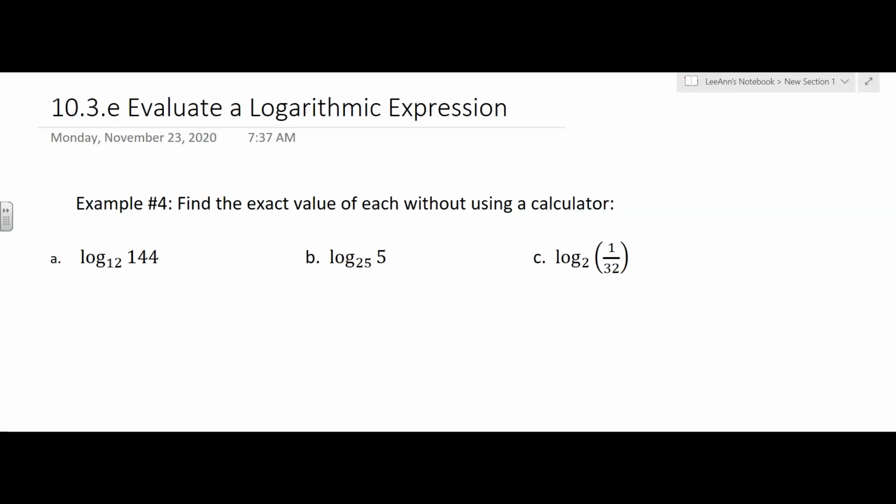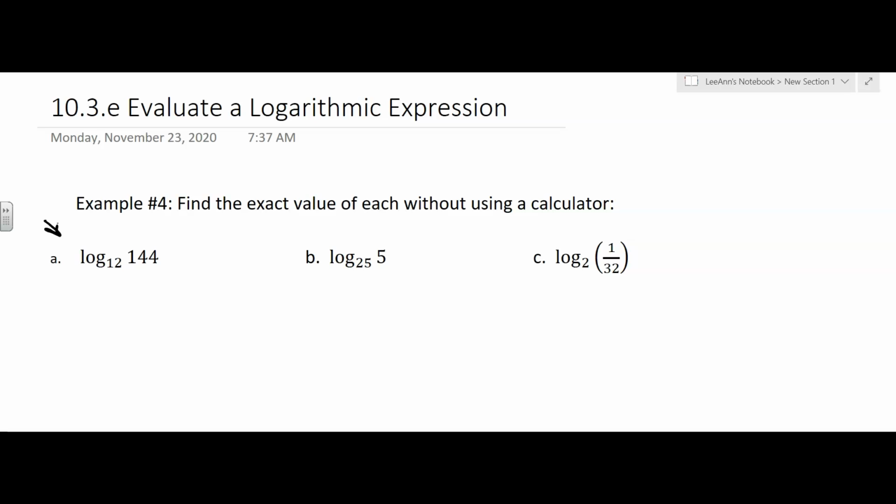So this time they want us to evaluate a logarithmic expression. Notice that they're not equations. So you look at this first one here and it doesn't say it equals something. It says find the exact value of each without using a calculator. Okay, so how are we going to do this?